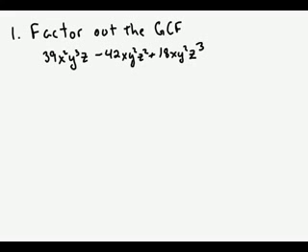In the following example, we've been asked to factor out the greatest common factor from the expression 39x squared y cubed z minus 42x y squared z squared plus 18x y squared z cubed. The first thing to note is that with the coefficients 39, 42, and 18, we need to find the greatest common factor of each one.